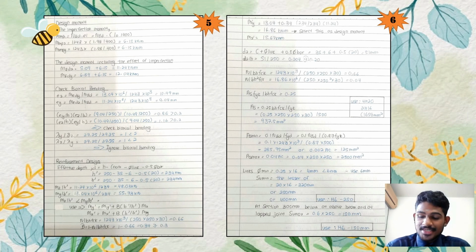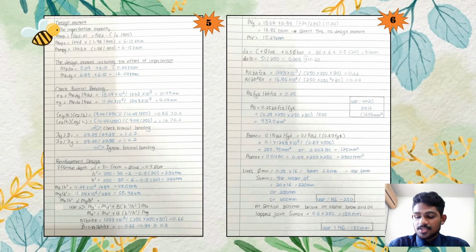Okay, for the N per BHFCK value you will get 0.66, and also N per BH2FCK you will get a value of 0.04. Okay, for the AS FYK divided by BHFCK you will get a value of 0.25. So for the AS you will get 937.5 millimeter power of 2. So you can use 4H20 and also 2H16, and you will get a total value of 1659 millimeter power of 2, and it's still acceptable also.